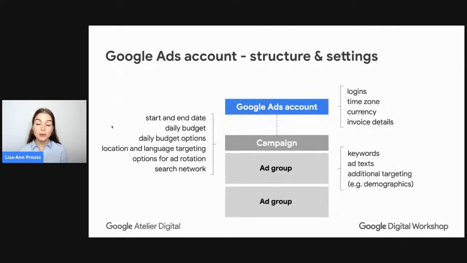Within one campaign, you can have many different ad groups, and on the ad group level, you match different keywords you'd like to bid on with the ad texts that you would like users to see when they're searching for these terms. Also, you can set additional targeting options.